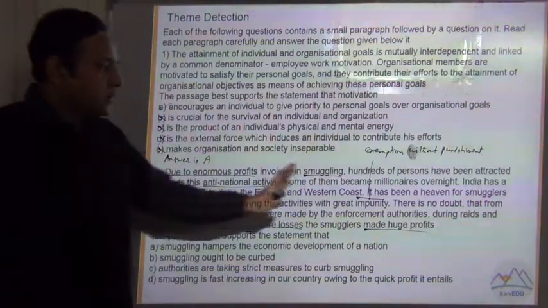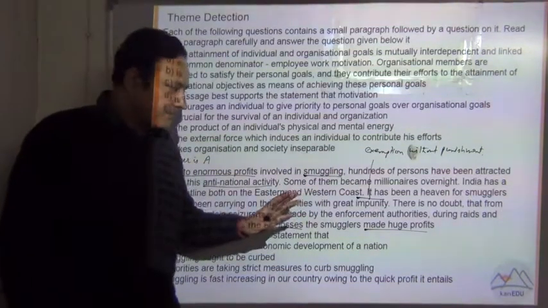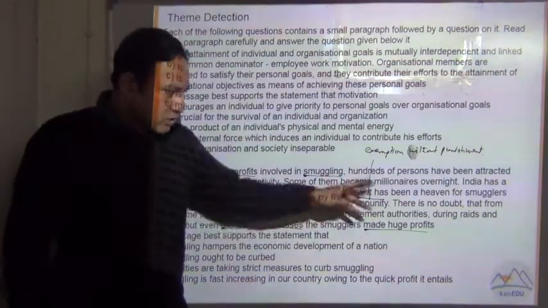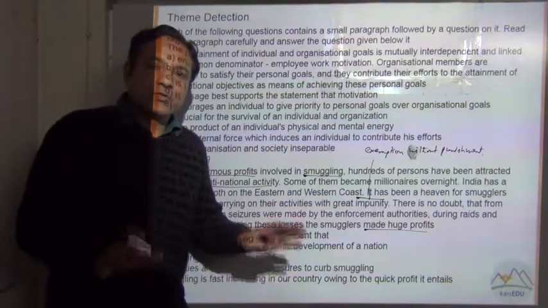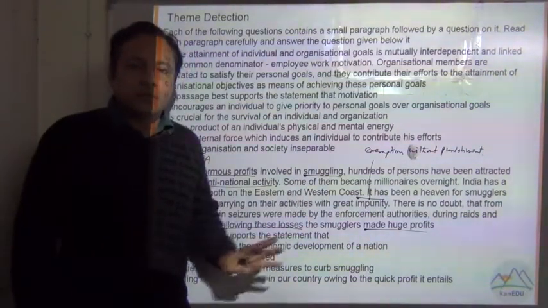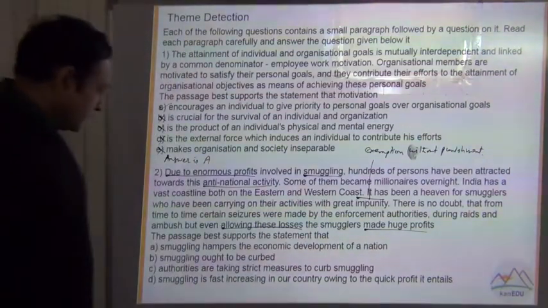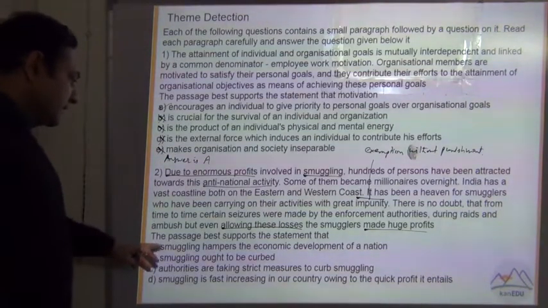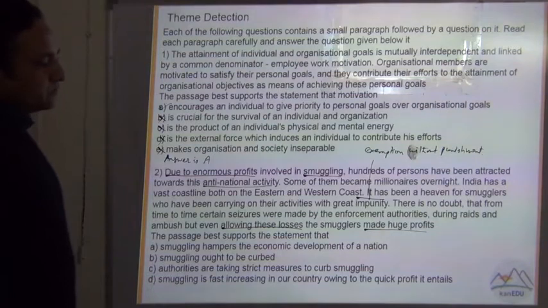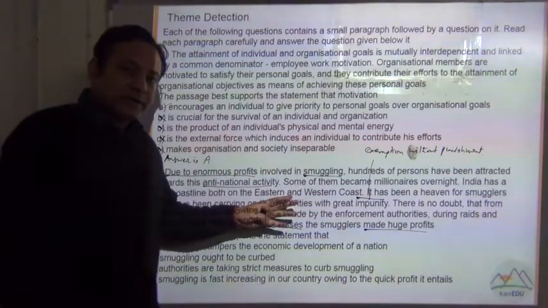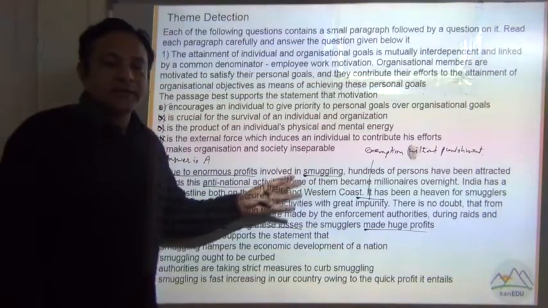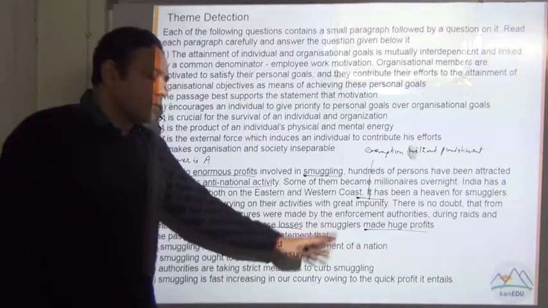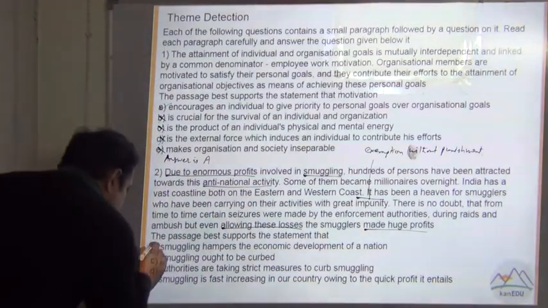So this is saying that a lot of people are attracted towards smuggling because they get a huge profit. Yes, authorities are somewhat doing it, but that is not good enough. That is not sufficient to stop these smugglers because their profit is so large. So the passage best supports the statement that smuggling hampers the economic development of a nation. So it's only talking about smuggling, the profit of the smugglers, and there is some raid. Some enforcement directives are working on it. It doesn't talk about the economic development of a nation.